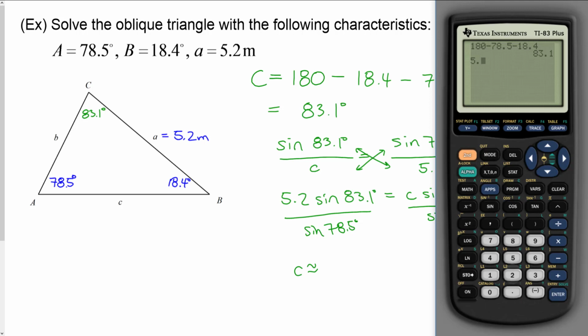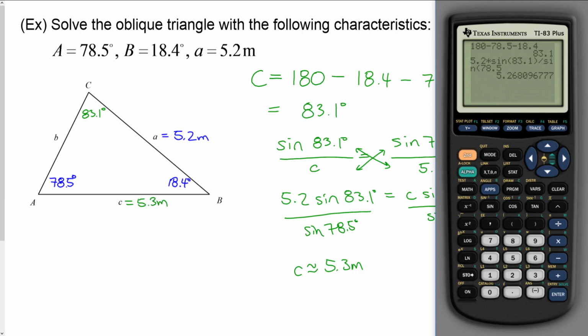So 5.2 times the sine of 83.1 divided by the sine of 78.5. And I'm going to round to the same accuracy as the original data. So this is approximately 5.3 meters, just rounding to the first decimal. So now I've discovered this one.